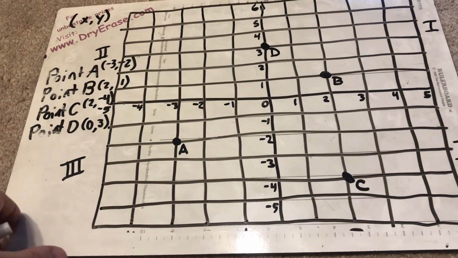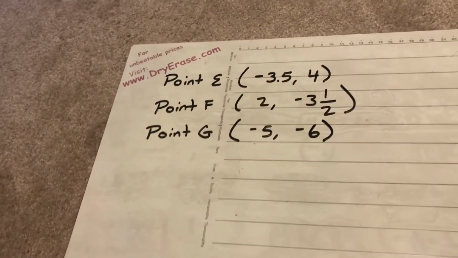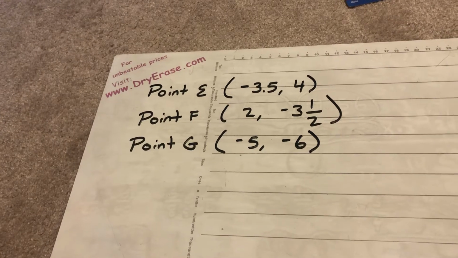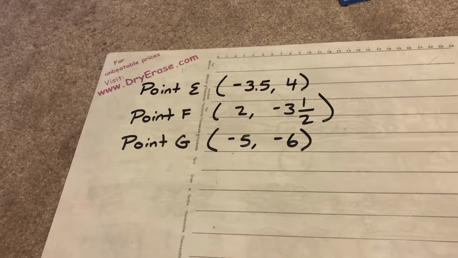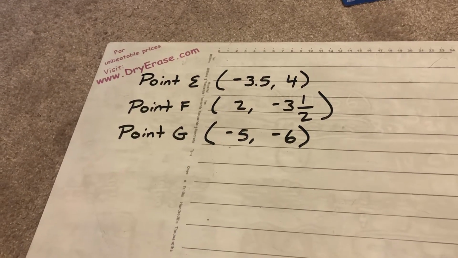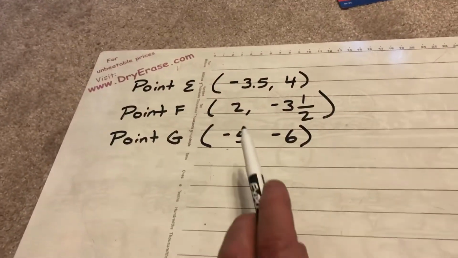All right? The second set of directions, we're going to use this same graph, but I'm going to bring your focus over to here. The second set of directions says plot the ordered pair in a coordinate plane and then describe the location of the point. Well, I don't really need you to describe the location of the point. The ordered pair kind of does that for you.